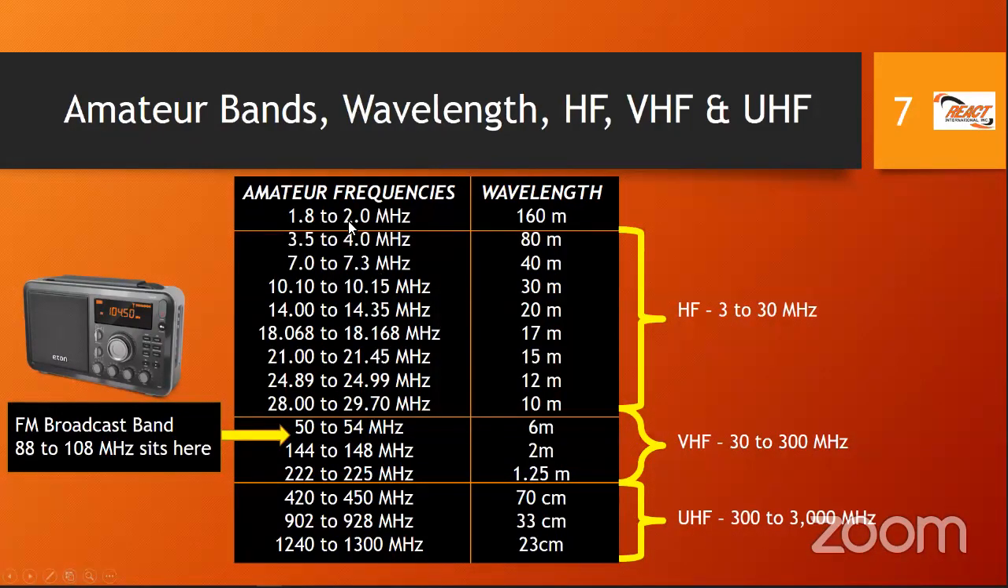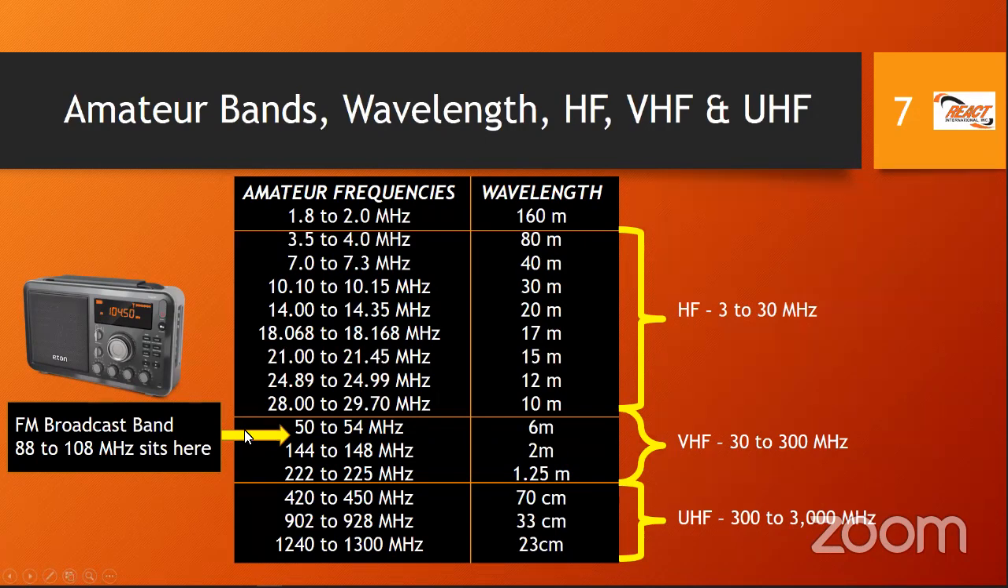Notice 1.8 megahertz to 2 megahertz and so on, all the way. We also have them listed in wavelengths so that you can see what the 20-meter band is, and if we're talking about the 10-meter band, where the 10-meter band is and so on. But notice that the FM broadcast band is between the 6-meter and the 2-meter band. The 6-meter band is 50 megahertz to 54 megahertz, and the 2-meter band is 144 to 148 megahertz.